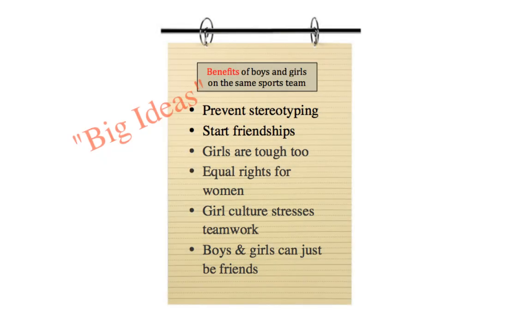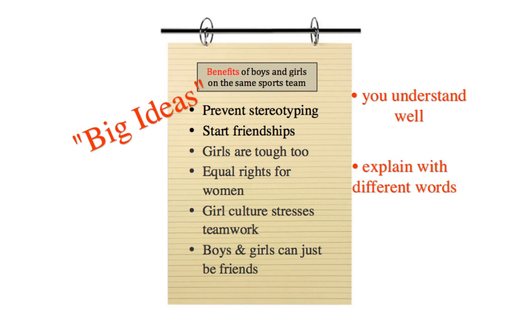The writer cannot include all ideas. Instead, you must analyze the information. What are the big ideas that you understand well? Which big ideas can be explained using different words? Which big ideas have examples that make the claim more clear?